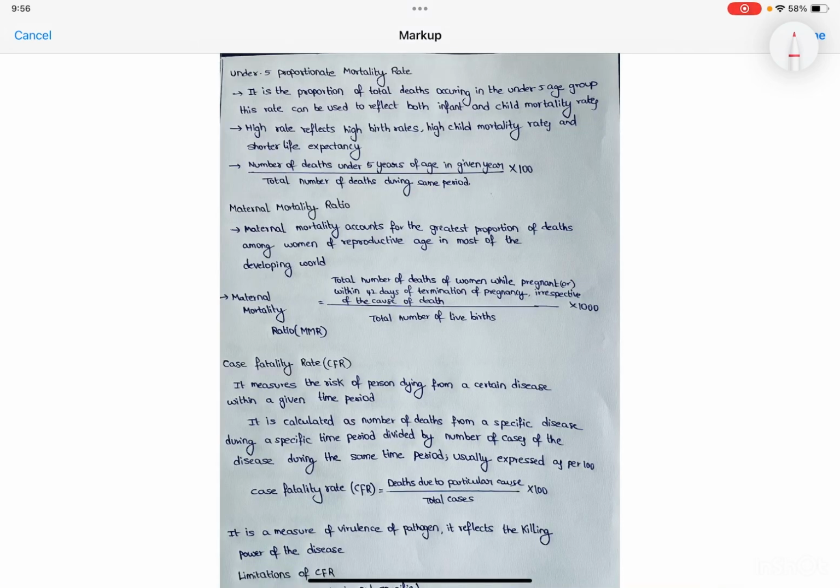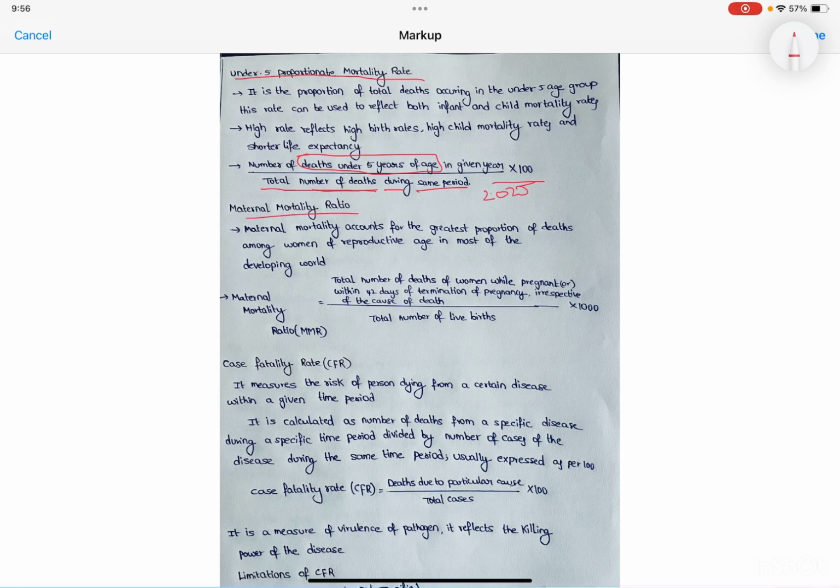Under 5 proportionate mortality rate. Consider the period as 2025. In the total number of deaths during the same period, how many children died under 5 years of age, multiplied by 100, gives the under 5 proportionate mortality rate.